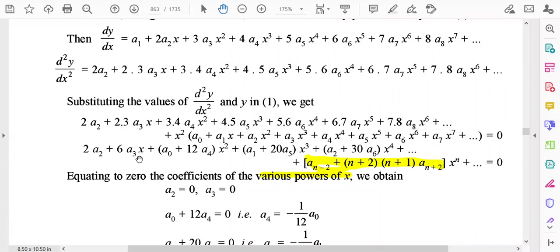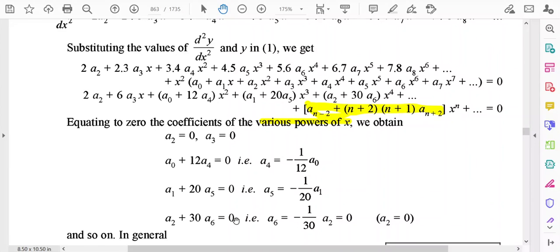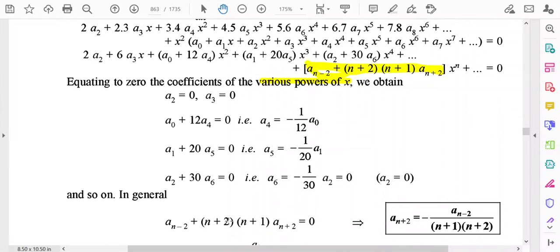Next, the coefficient for x to the power 1 is 6a3, and you have to make it 0. So 6a3 is equal to 0 means a3 is equal to 0. Next, the coefficient for x square is a0 plus 12a4. So you have to make a0 plus 12a4 equal to 0. It means that a4 is equal to minus 1 by 12 into a0. And similarly, you have to continue the process.